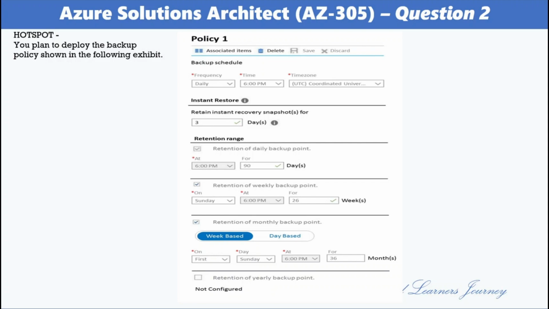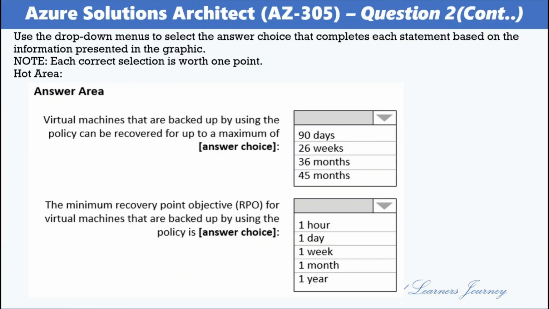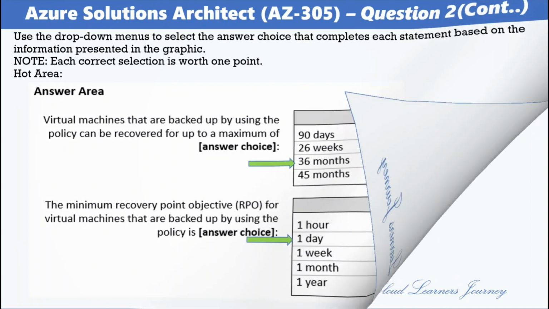for 36 months. Use the drop-down menus to select the answer choice that completes each statement based on the information presented in the graphic. In the answer area, virtual machines that are backed up by using the policy can be recovered for up to a maximum of 36 months. 36 months is as per exhibit. Second answer area, the minimum recovery point objective for virtual machines that are backed up by using the policy is 1 day. The minimum RPO is 1 day or 24 hours.